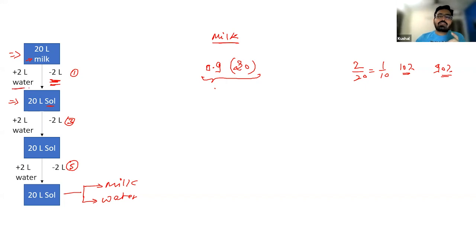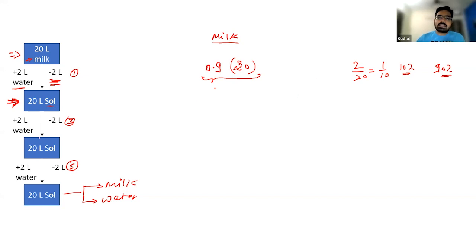Now, move on to the next step. It is the addition of 2 liters of water. When I'm adding 2 liters of water to this, my quantity of milk will not change because it is only the addition of water. So 0.9 into 20 will be the quantity of milk. That means at this point, in this 20 liters, I have 0.9 into 20 as milk, and the rest of it is water, right? I'm still going to hold on to milk and then move on. So now this is the individual ingredient, one of the ingredients. This is milk. The other ingredient is water.